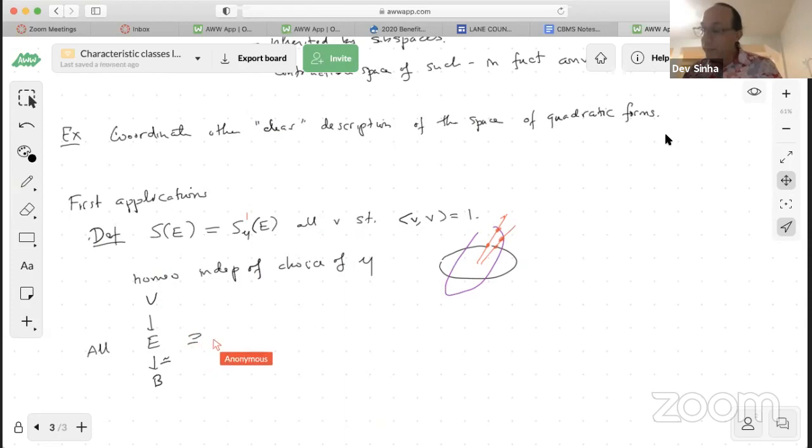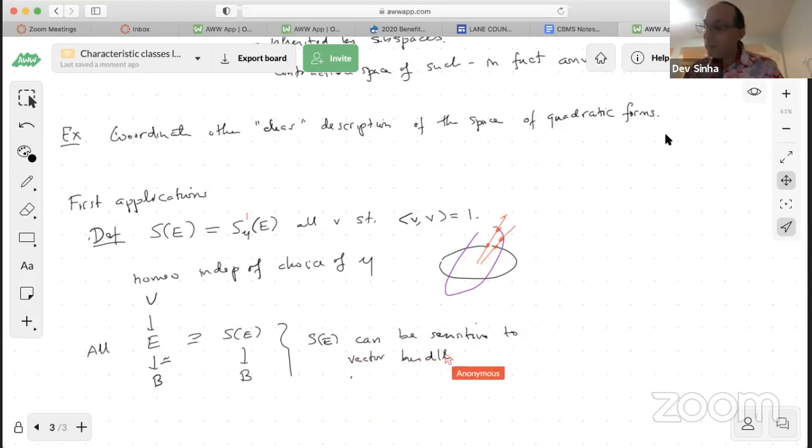So there's no algebraic topology that's going to allow me to tell the difference between B and E, but sometimes SE, which is a homeomorphism invariant of the isomorphism type of E, sitting over B, can be interesting. Those can be non-homeomorphic and in particular non-homotopy equivalent. So here's a good example. Sometimes these SE can be sensitive to vector bundle non-isomorphism.